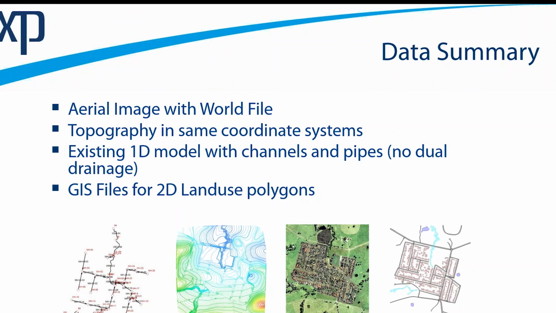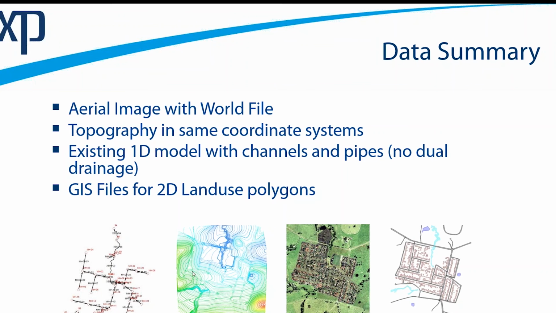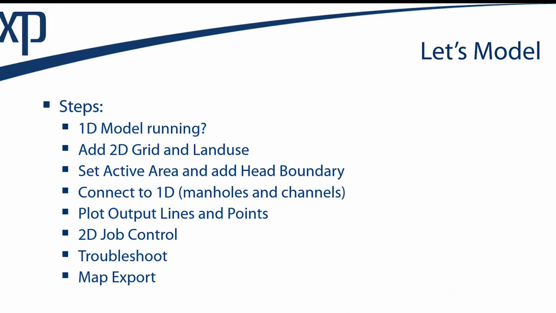You could say with three of them already in existence in what's going to be my starter model: the aerial photo, the working 1D model, and the topography. It's really already there. I'm just going to be adding 2D land use polygons. So let's get to the modeling.